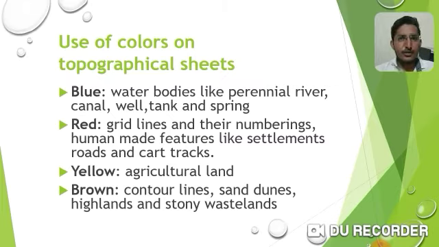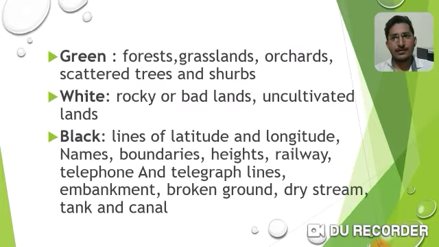Yellow is used for the agricultural land. Brown is used to denote contour lines, sand dunes, highlands and stony wastelands. As we all know, the color green is used to denote forest, grasslands, orchards, scattered trees and shrubs. White is used for rocky or badlands, which means uncultivated lands.